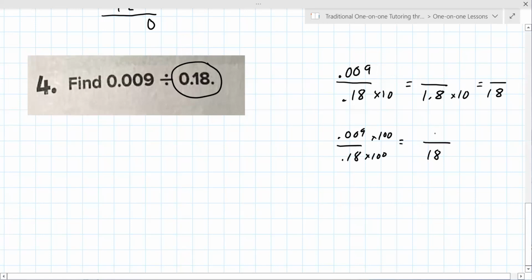That'll just be 9? 9 on top, yeah. Now, this one's a little different. Maybe you already know the answer, but let's work it out here the correct way.